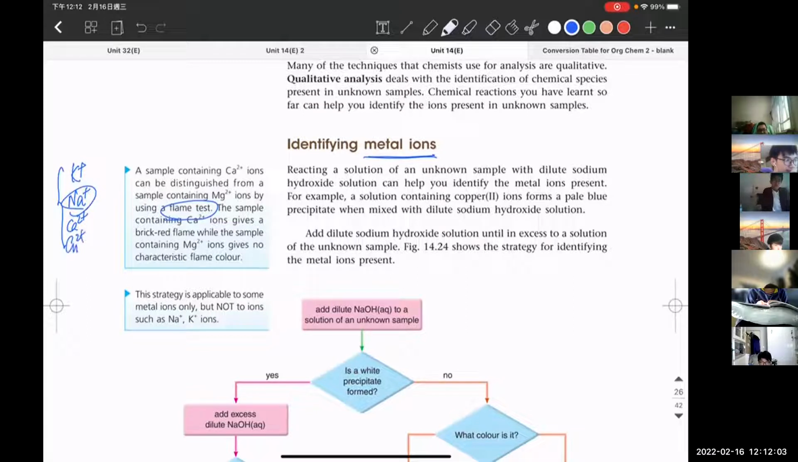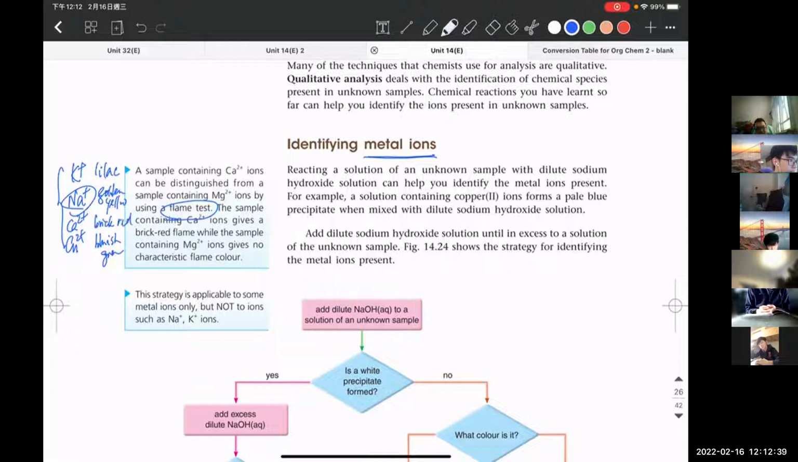Copper 2 ion. The flame color? Bluish green for copper 2. How about the other 3? Potassium is lilac, sodium is golden yellow, and brick red for calcium.